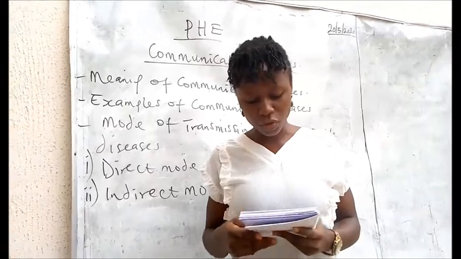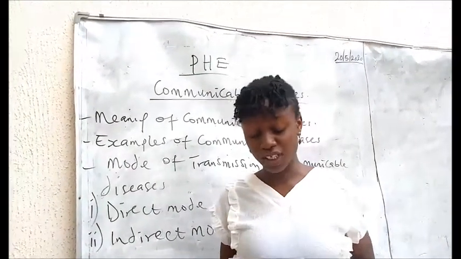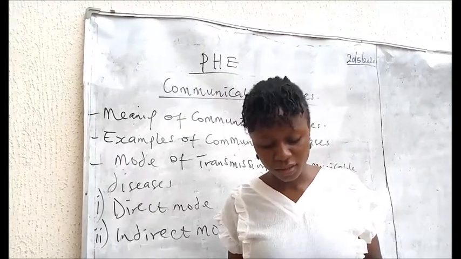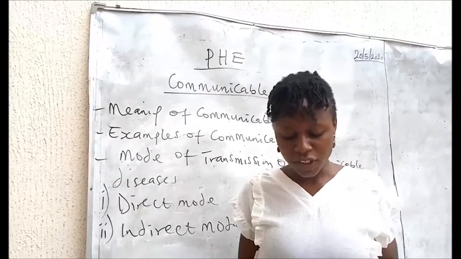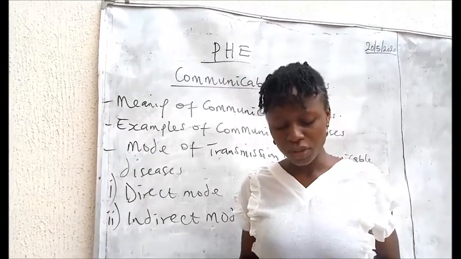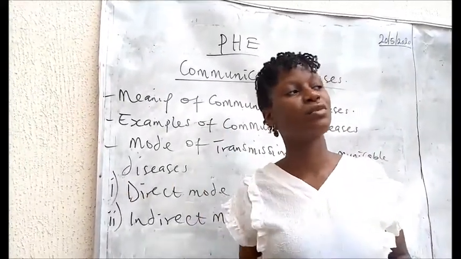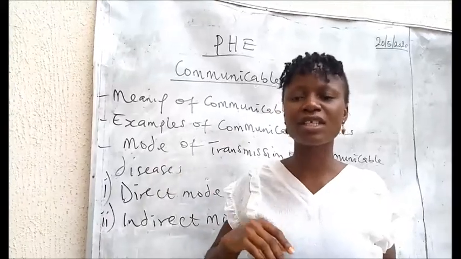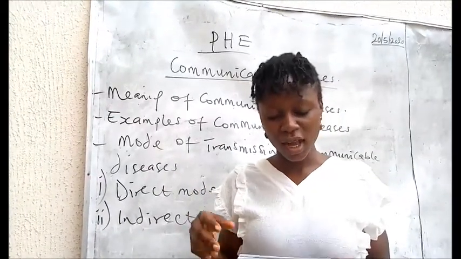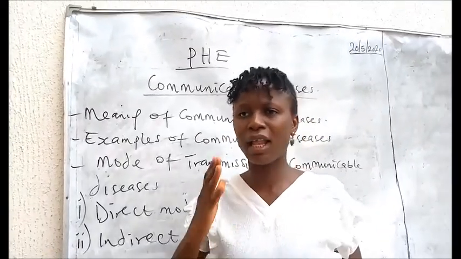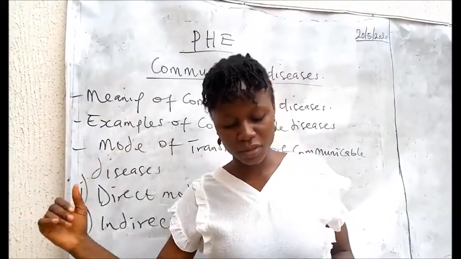Direct mode of transmission of communicable disease involves contact with infected persons and animals. Physical contact may include sexual intercourse, like the STDs. We have sexually transmitted diseases. We have for example HIV, gonorrhea, syphilis, and the rest. These are gotten from sexual intercourse, by physical contact with a person that has that particular disease.